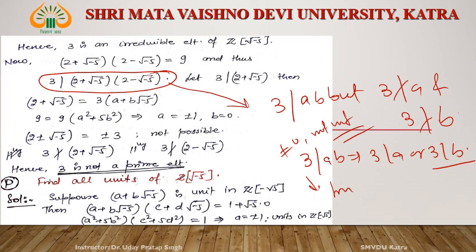What are the units of Z[√−5]? These are plus minus 1. Only two elements are units. So we will stop here. Next lecture we will see some more related problems.